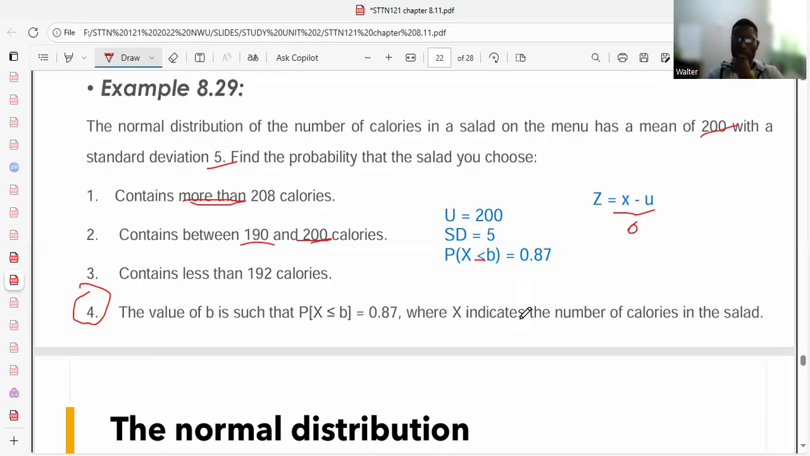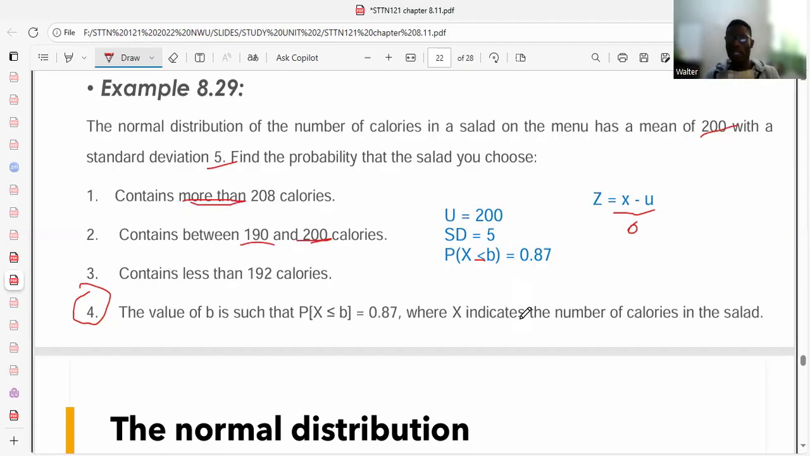But now check this. When you look at this, already you are given the probability of 0.87. And you remember, when you are given a probability of 0.87, this is what you do. If they give you a statement and they want you to calculate the probability, what are you going to use to get the probability? You need to ask yourself that during the test or in the exam. Obviously, you're going to use the z-value to get the probability.